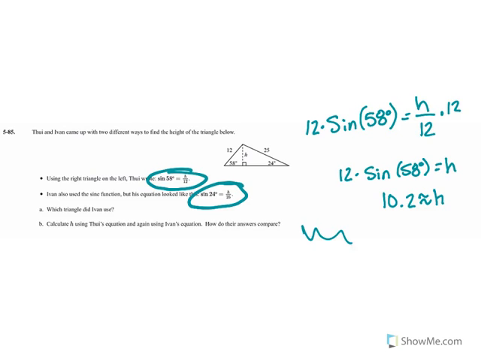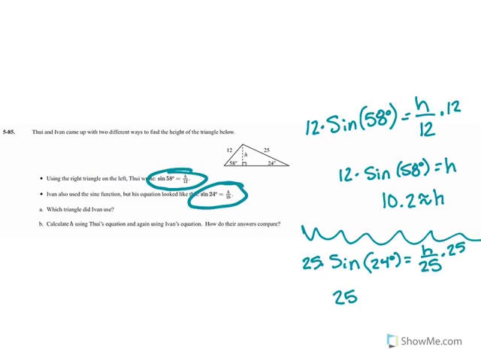The other one is the sine of 24 degrees equals h over 25. So you have to multiply by 25. You get 25 times the sine of 24 equals h, and you should get the same thing, right? 10.2 is approximately h. So that's the point they're getting at with law of sines, is you can do two different things and get the same thing, right? So you kind of have two different ways to go about this, and that's what law of sines is going to do.